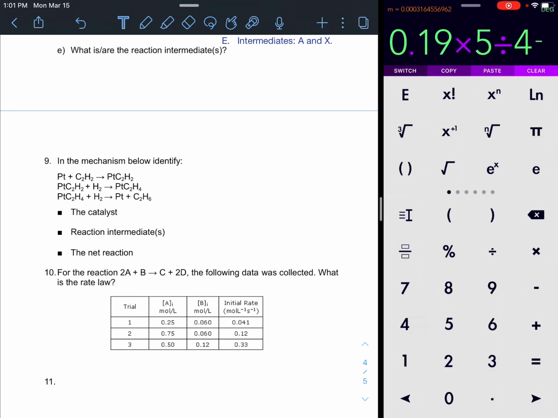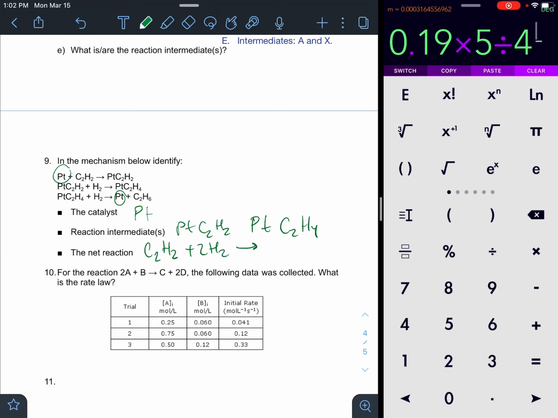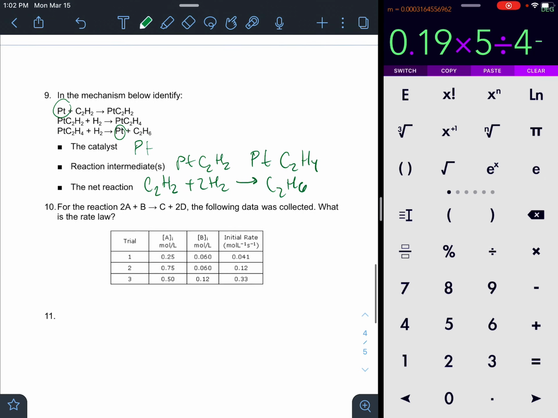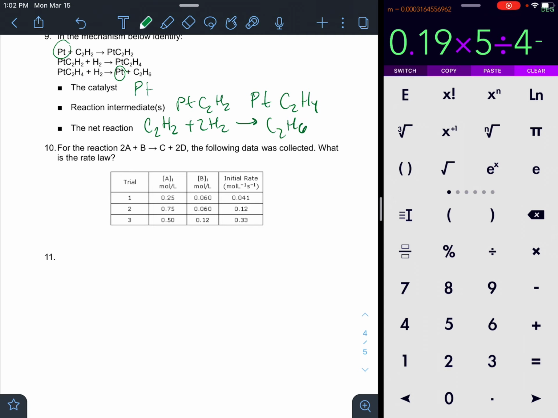Okay, so in this mechanism, identify the catalyst, and we see that platinum is provided and then removed. What are the reaction intermediates? So any of these platinum compounds are intermediates. Platinum, C2H4, those would both be intermediates. And then the final reaction is C2H2 plus 2H2 gives C2H6. Pretty important chemical reaction actually. It's one of the ways you can open up a double bond.